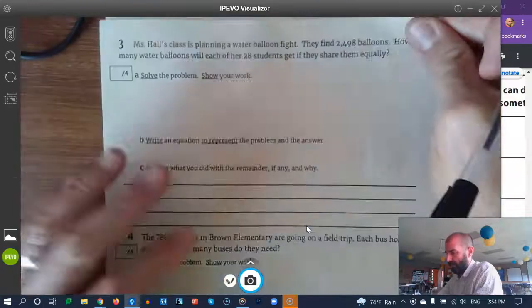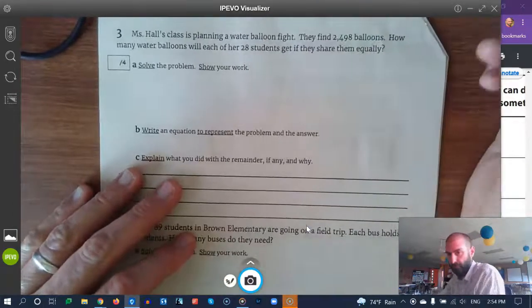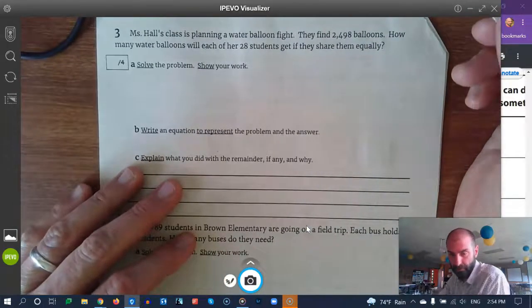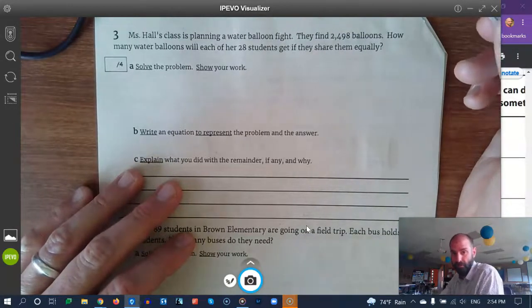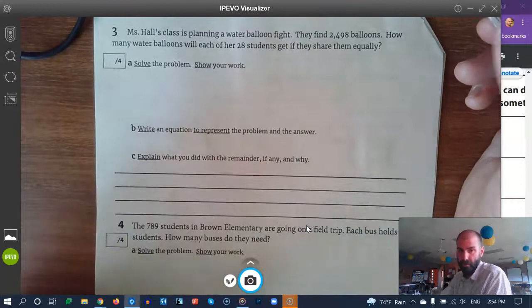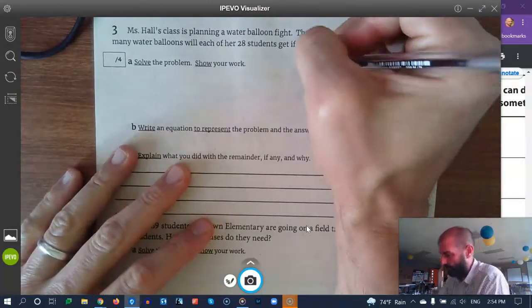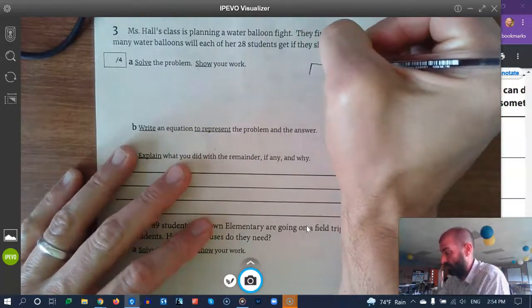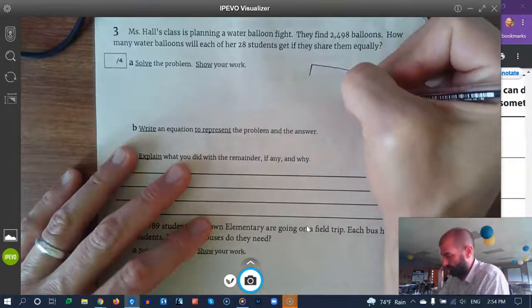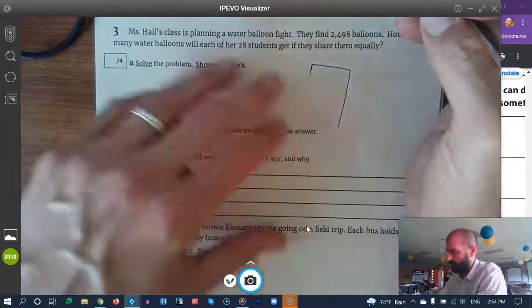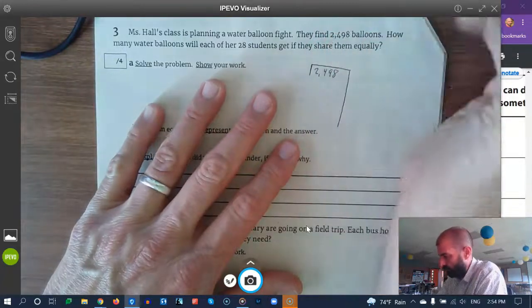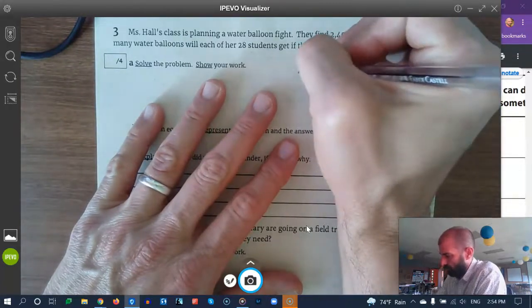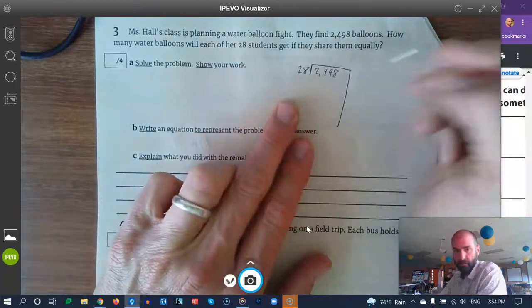Miss Hall's class is planning a water balloon fight. Fun. They find 2,498 balloons. Wow. Who counted all those? Oof. How many water balloons will each of her 28 students get if they share them equally? All right, so you can do ratio tables, partial quotients, something like that. That's what I like to do. It's the one that makes the most sense to me. So we have 2,498 divided by 28.